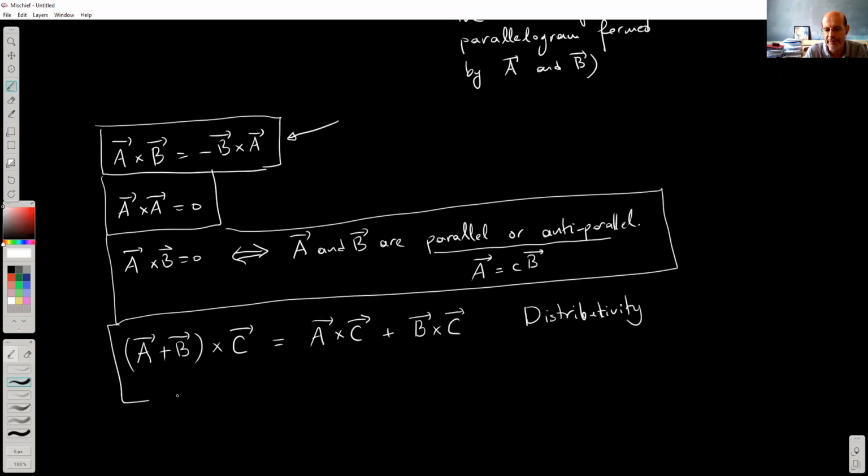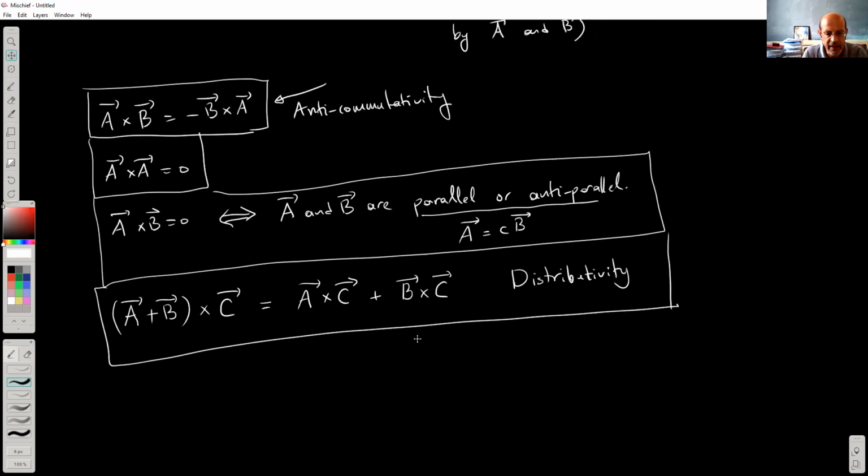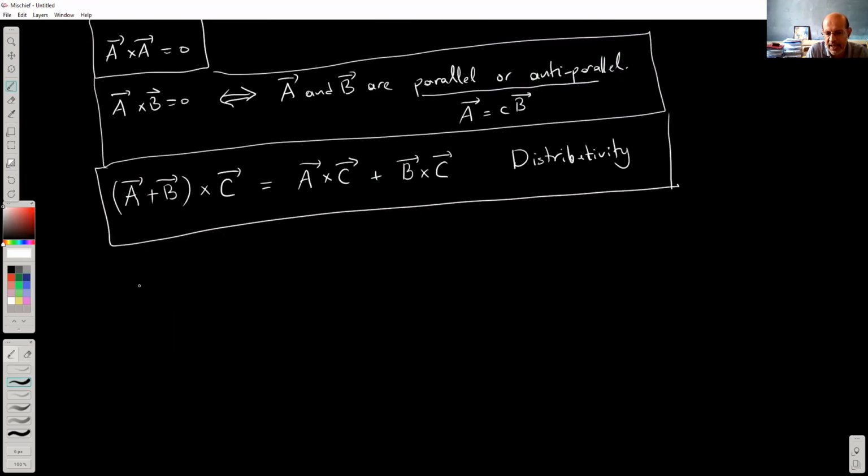Distributivity over addition, basically, right? So that's anti-commutativity. Let me write it down like that. Anti-commutativity. This is distributivity. There is no associativity, right? Let me just say it like this, but I'm not going to prove this. I can give some examples later.